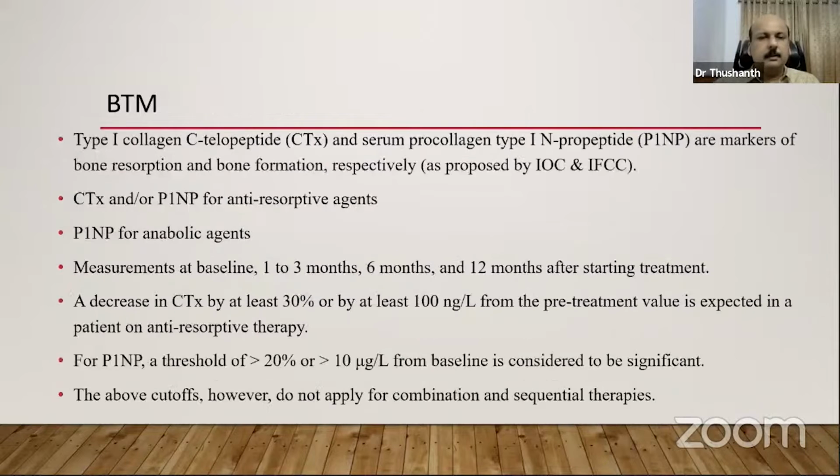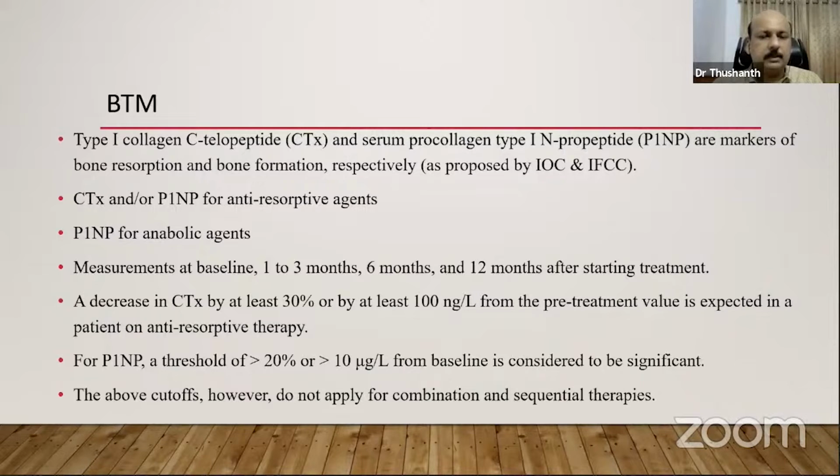Basically, the bone turnover markers which are studied are the type 1 collagen C-telopeptide, the CTX, and the serum procollagen type 1 N-propeptide, P1NP. CTX is the marker of bone resorption, and P1NP is for bone formation. These are recommended by the International Osteoporosis Committee. For patients on anti-resorptive agents, we basically look at CTX, and for patients on anabolic agents, we look at P1NP.